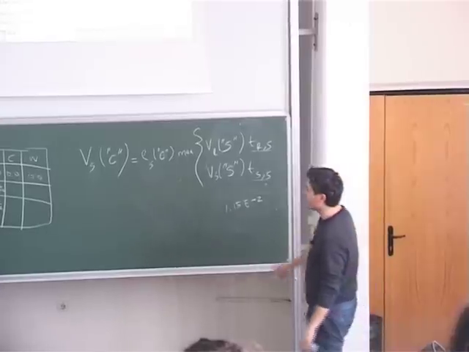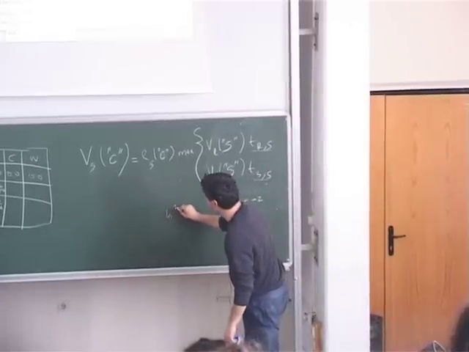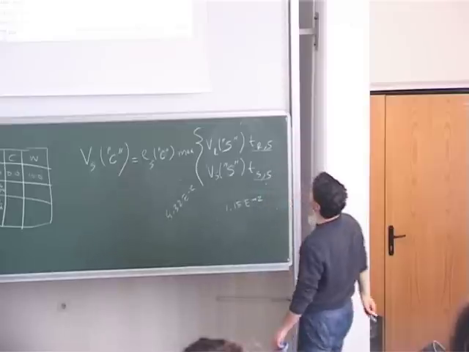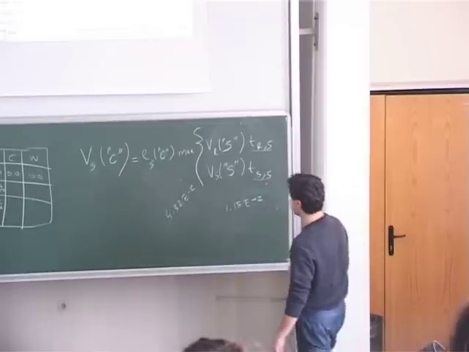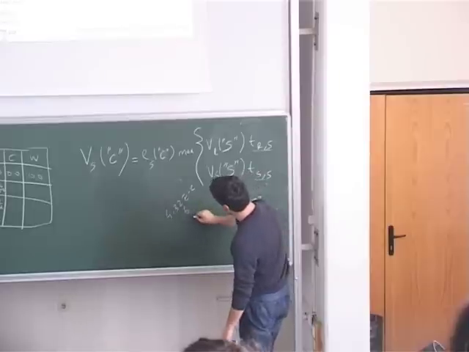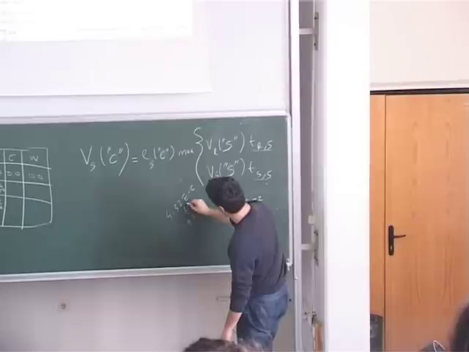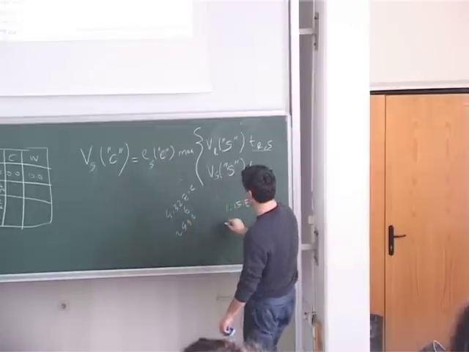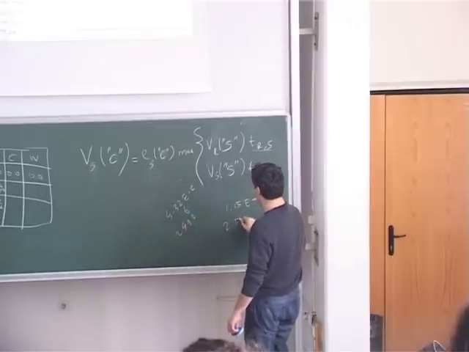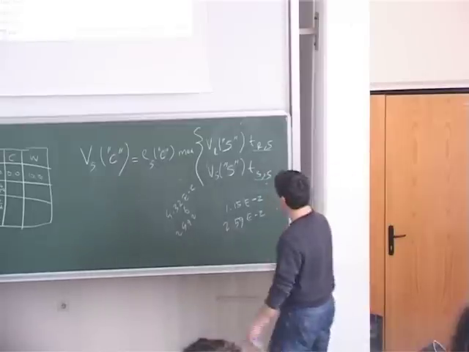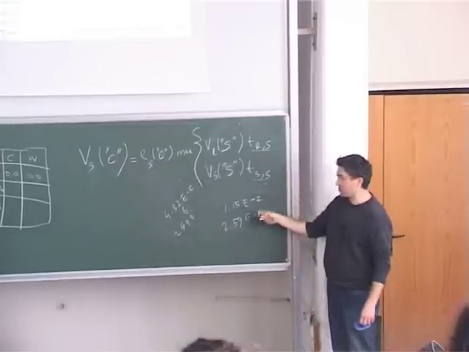The second one, 4.32 10 to the minus 2 times S to S transition 0.6. I'm going to multiply this with 6. It's going to be 2.59 10 to the minus 2. Okay, and the maximum of these two things, I'm going to compare these two.